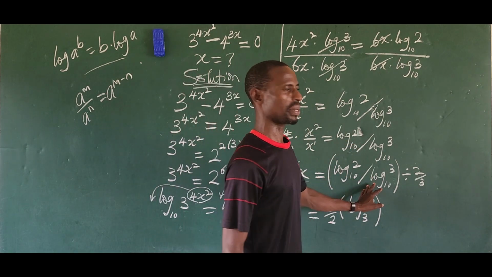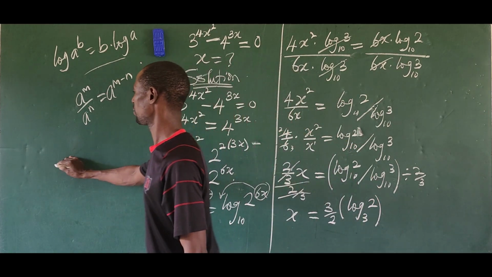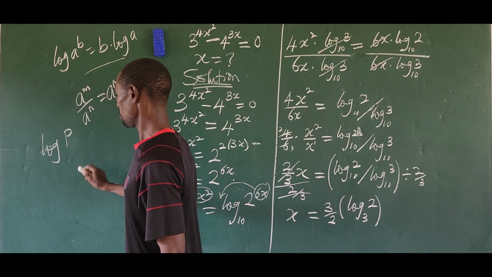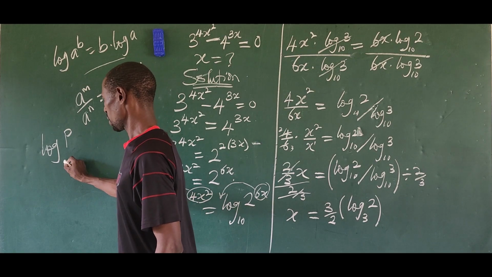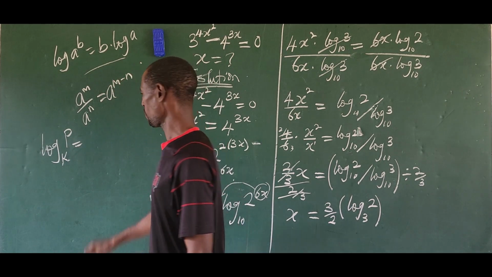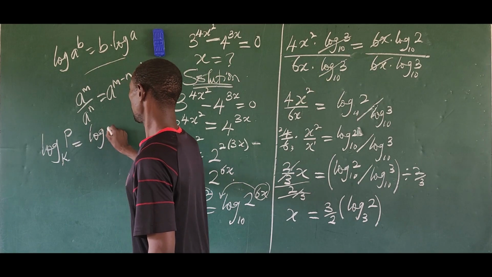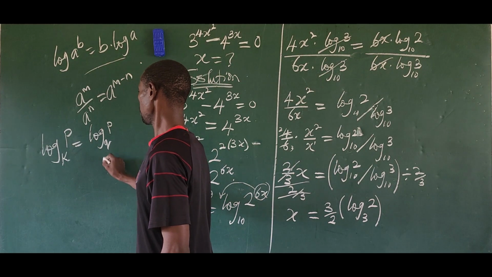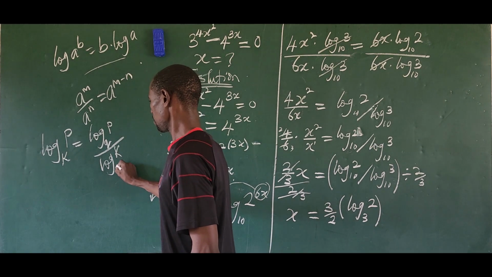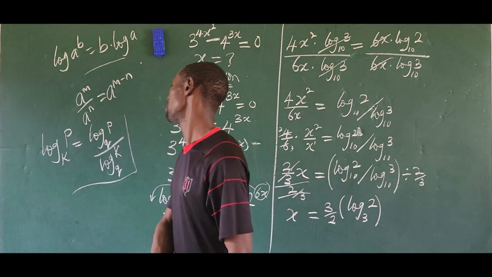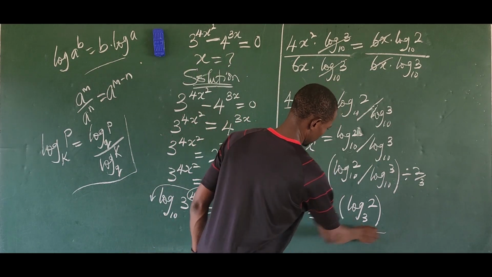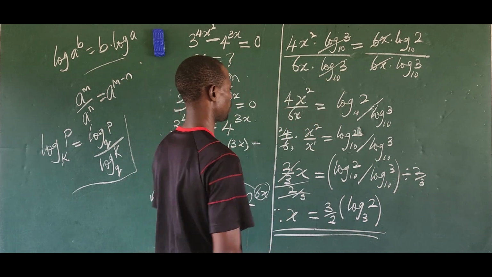What is the law I just applied? The law which says that if you have log p base k, and you want to change to base q, this is now log p base q all over log k base q. This is what we call the change of base law. So if you do that, this becomes your final answer. So this is your x.